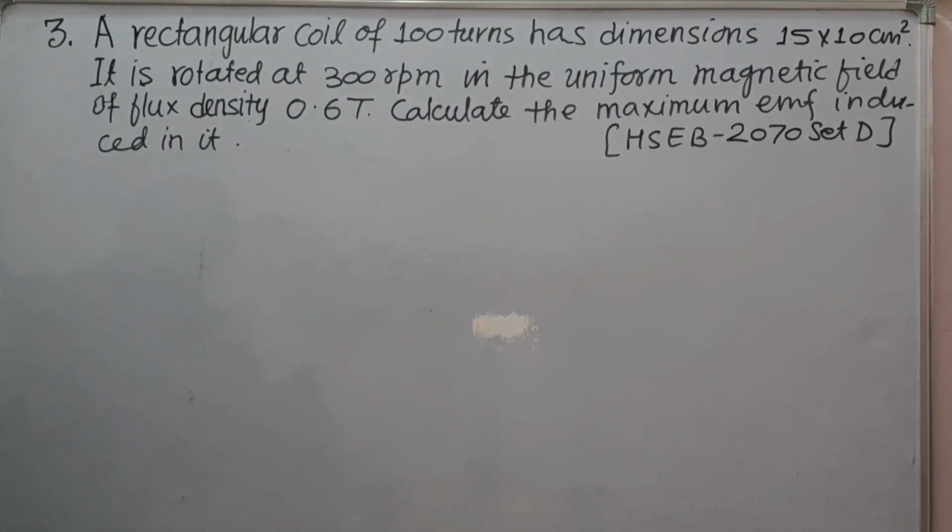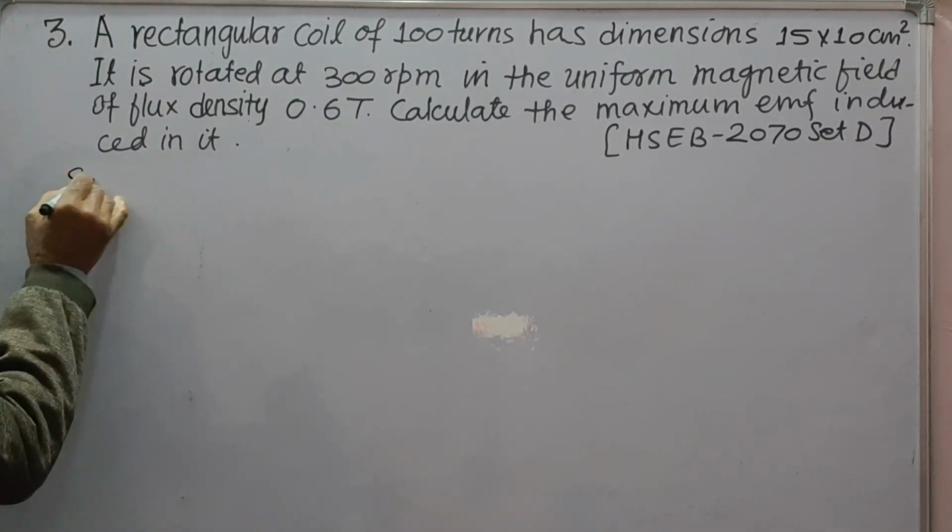Question number 3. A rectangular coil of 100 turns has dimensions 15 into 10 cm square. It is rotated at 300 revolution per minute in the uniform magnetic field of flux density 0.6 Tesla. Calculate the maximum EMF induced in it. Solution.